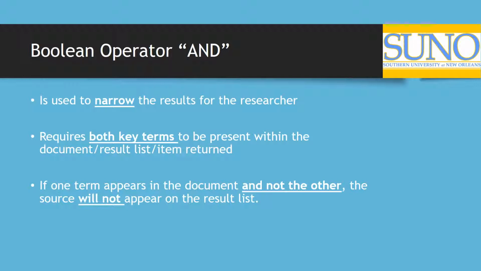And if one term appears in the document and not the other, the source will not appear on your results list. So again, Boolean operator AND is used to really narrow your results. If you use the Boolean operator AND, then all of your search terms should appear within your results list.